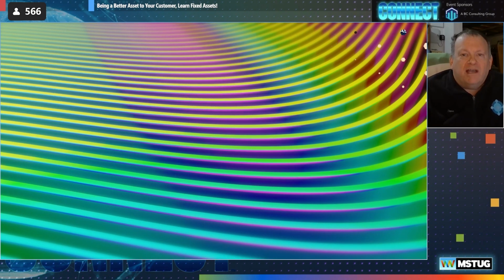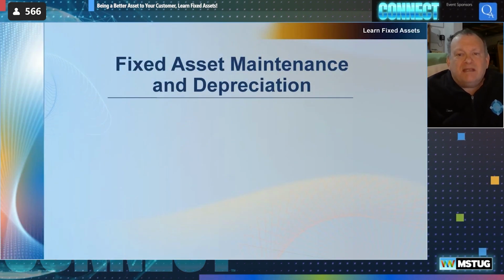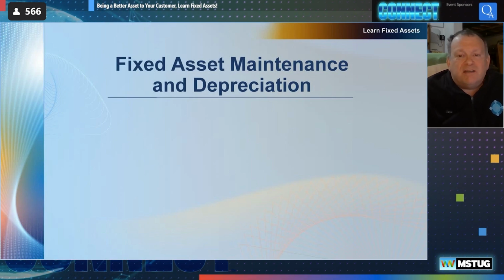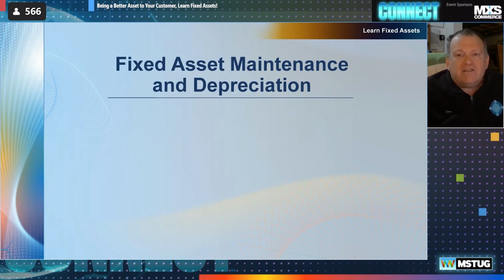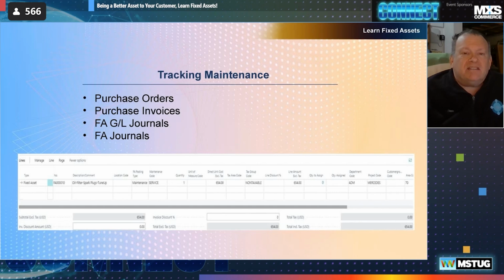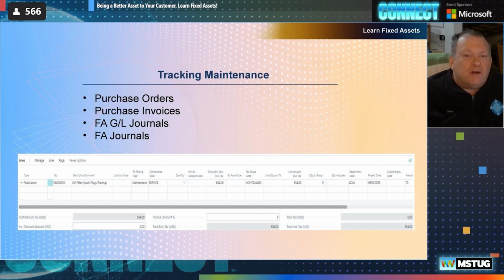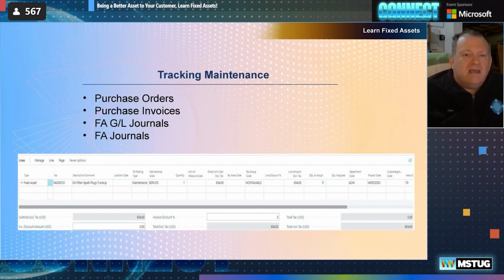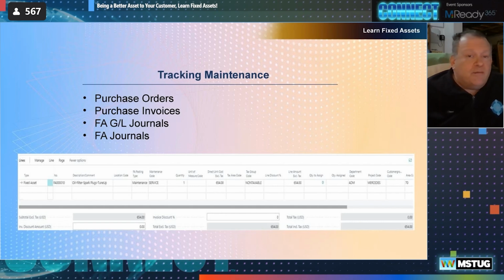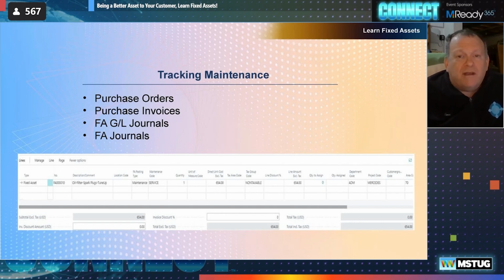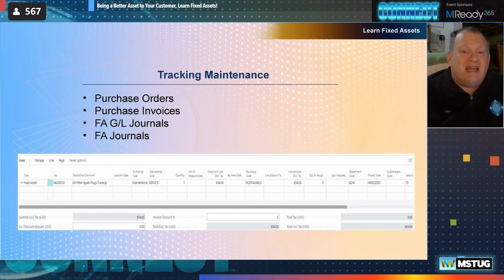All right, moving on. Fixed asset maintenance and depreciation. Some fun stuff to begin with here. All right, let's first talk about the maintenance side of things. From a purchase order, from a purchase invoice, or from an FA journal, or from an FA GL journal, either one, I can record maintenance against any asset.